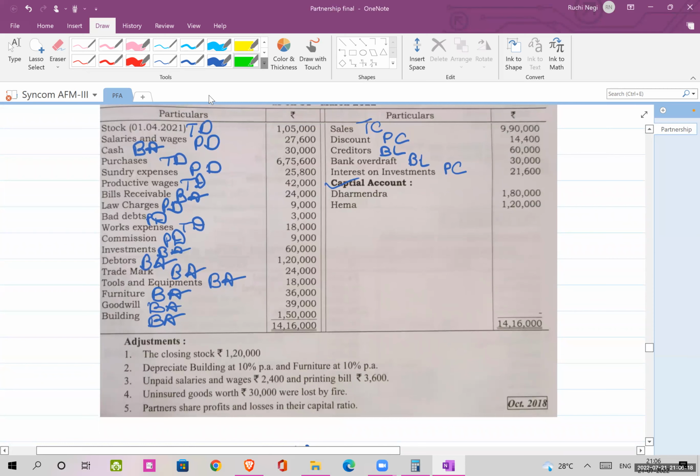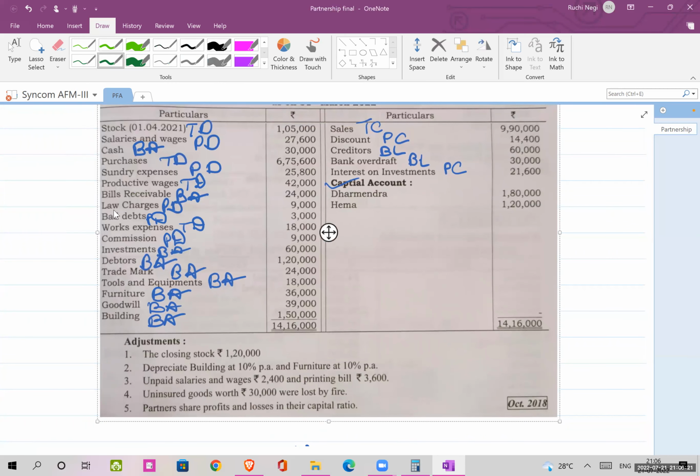So adjustments will be having two effects, right? The first is closing stock. So this will be trading credit and the second effect will be balance sheet asset. Depreciate building at the rate of 10% per annum and furniture at the rate of 10% per annum. So let's put a tick mark to furniture as well as to building, because it is having an adjustment. Building and furniture depreciation will go to P&L debit and the second effect, it will be subtracted from the respective asset.